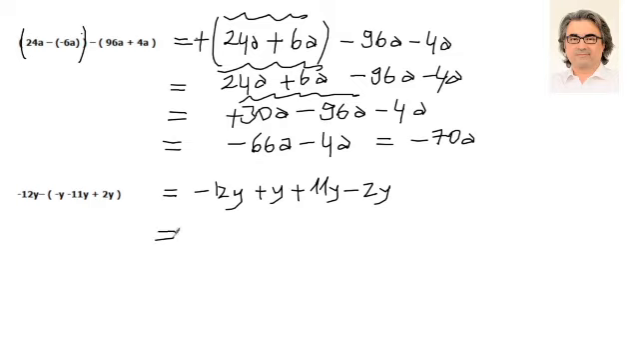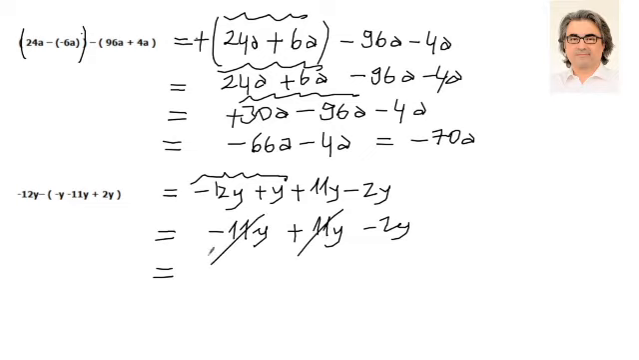Now let's continue from the left side of this expression. Minus 12y plus y. Minus 12 plus 1 is minus 11 times y. Plus 11 times y minus 2 times y. Minus 11 times y plus 11 times y becomes 0. Minus 11 plus 11 becomes 0. Their summation is 0. And the remaining is to write the final result: minus 2 times y. Now let's continue with the next page.